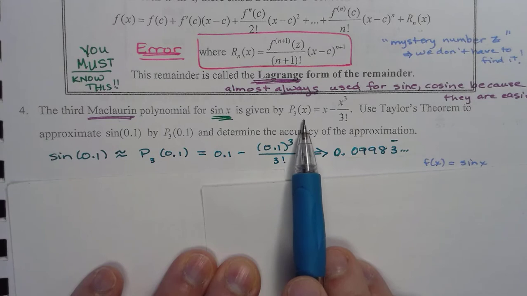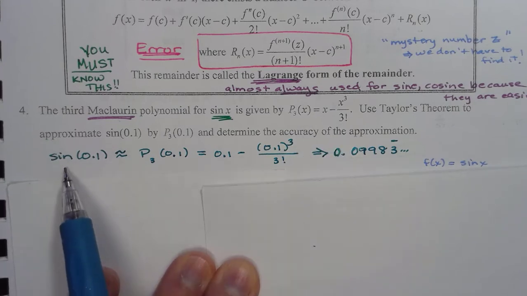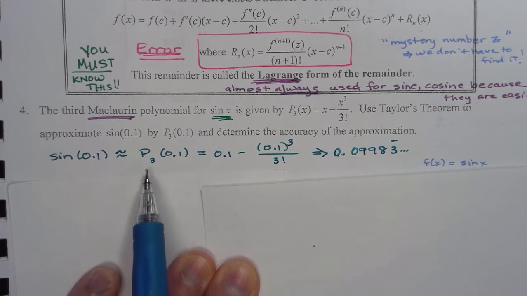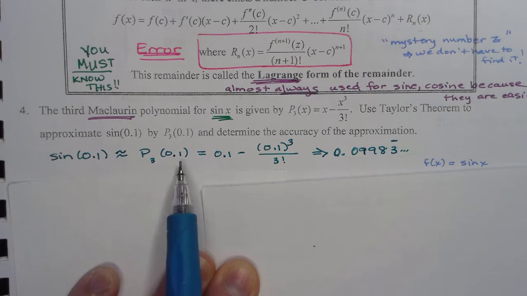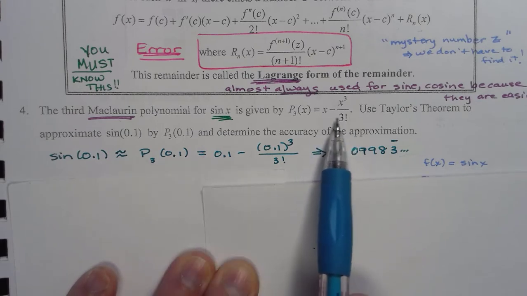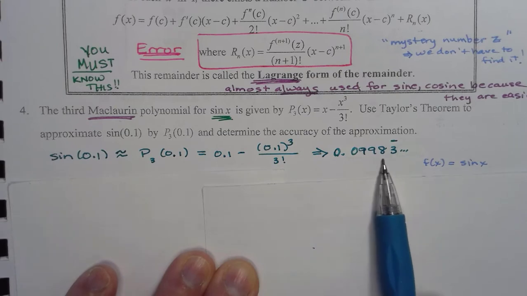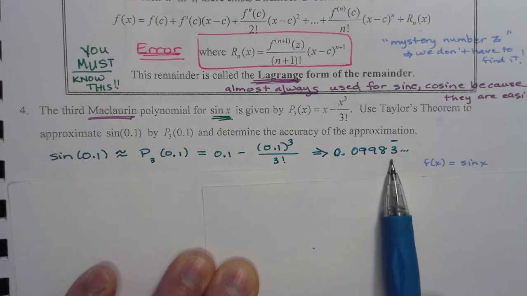Our third degree polynomial is this. My sine of 0.1 is given by the third degree polynomial at 0.1, which would be this, which gives me 0.09983 repeating.